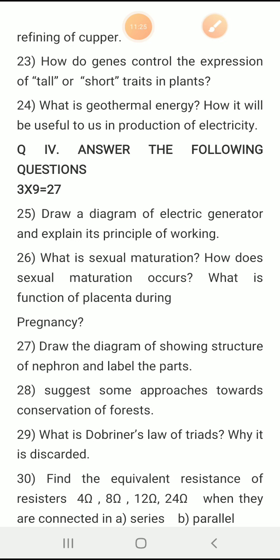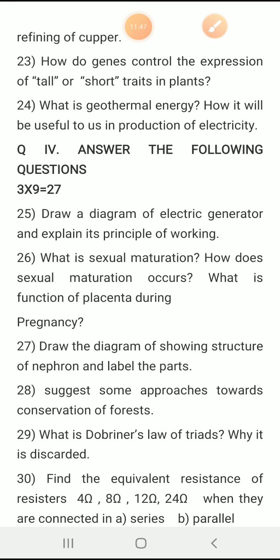What is sexual maturation first, and how does sexual maturation occur? Write a few points regarding that, and the function of the placenta during pregnancy. Those points you have to write for the answer, right? And our next question is also pertaining to biology, that is: draw the diagram showing the structure of the nephron and label the parts.